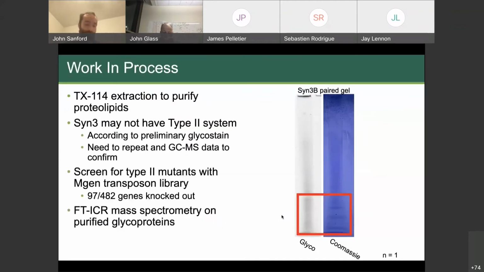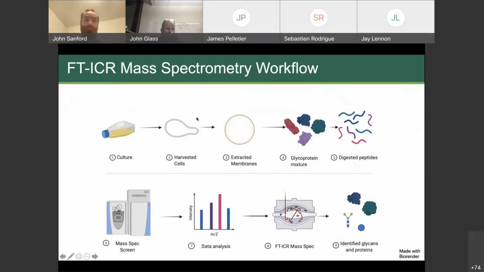And lastly, the bulk of my long-term work will be doing Fourier transform ion cyclotron resonance mass spec on purified glycoproteins to determine the sites of glycosylation as well as the glycan structure. That involves purifying out our glycoproteins, screening on a lower resolution mass spec to confirm our purification techniques and see what proteins are there, and then sending these off to one of the dozen or so FTICR facilities, which will give us incredibly high resolution mass spectra to work with.